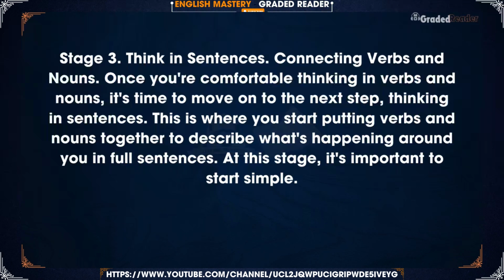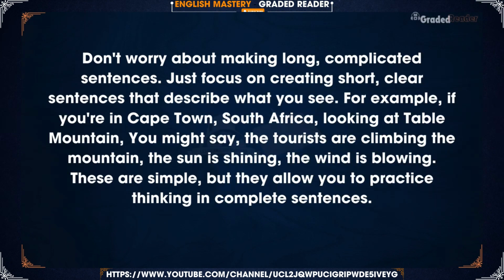Stage 3. Think in sentences, connecting verbs and nouns. Once you're comfortable thinking in verbs and nouns, it's time to move on to the next step. Thinking in sentences. This is where you start putting verbs and nouns together to describe what's happening around you in full sentences. At this stage, it's important to start simple. Don't worry about making long, complicated sentences. Just focus on creating short, clear sentences that describe what you see.